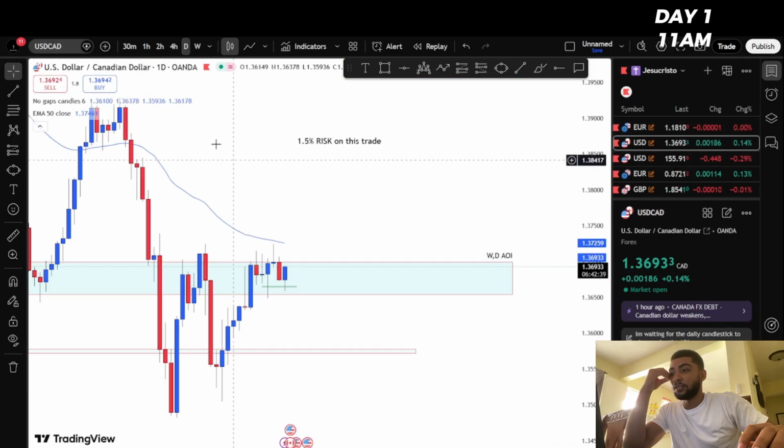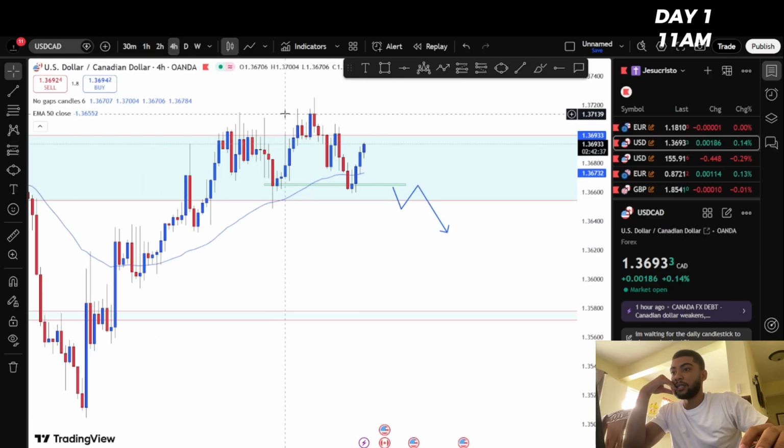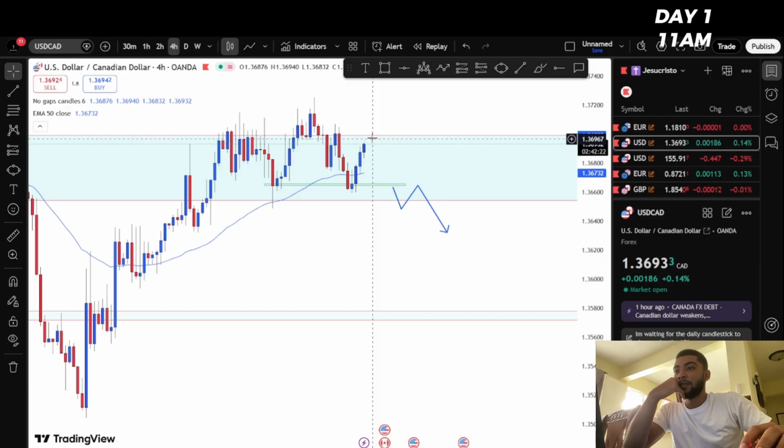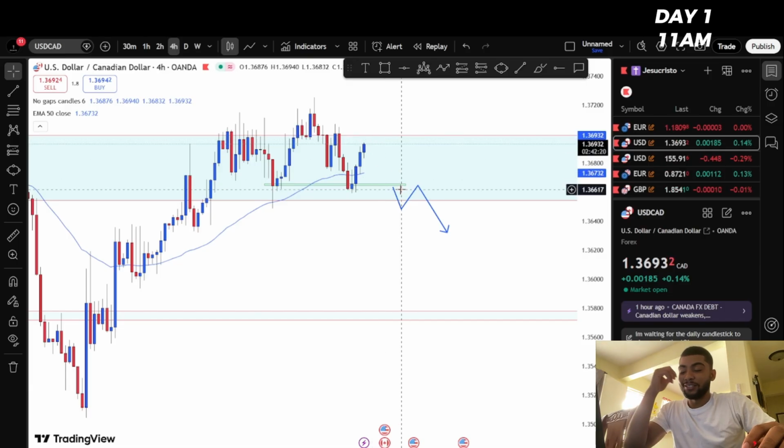I was also interested in USD CAD, but I was waiting for this break under the area of interest and then the retest. Since it did not do it, it went up. So I avoided a loss.